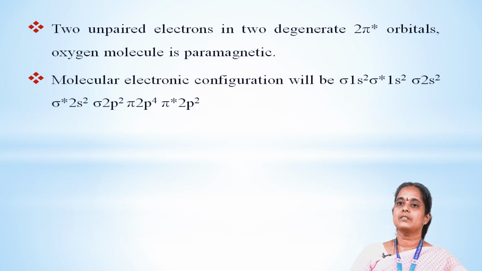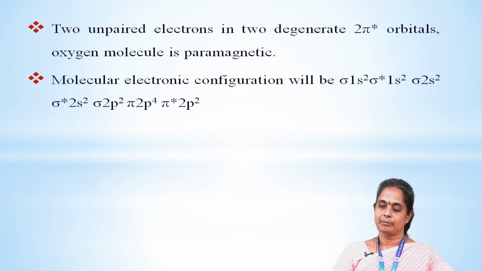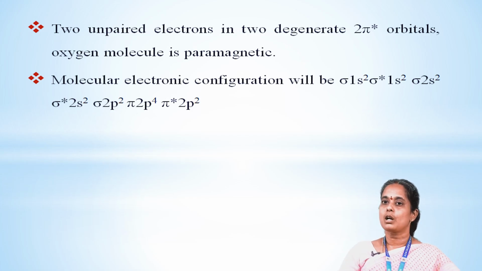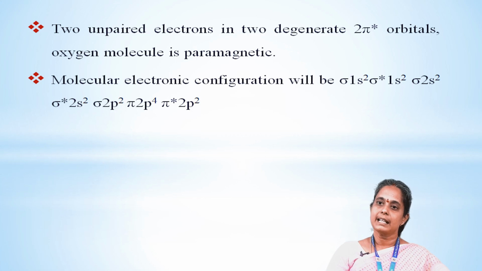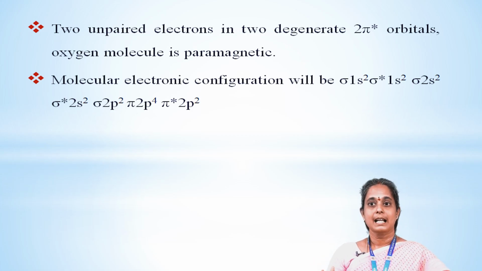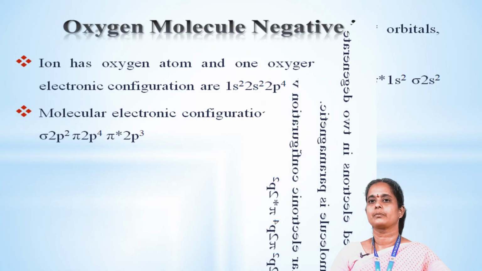The difference between the number of bonding electrons and anti-bonding electrons determines the tightness of the bonding. In the oxygen molecule, this difference is 4. Hence, its binding energy is more. Correspondingly, the dissociation energy is also high in the oxygen molecule.